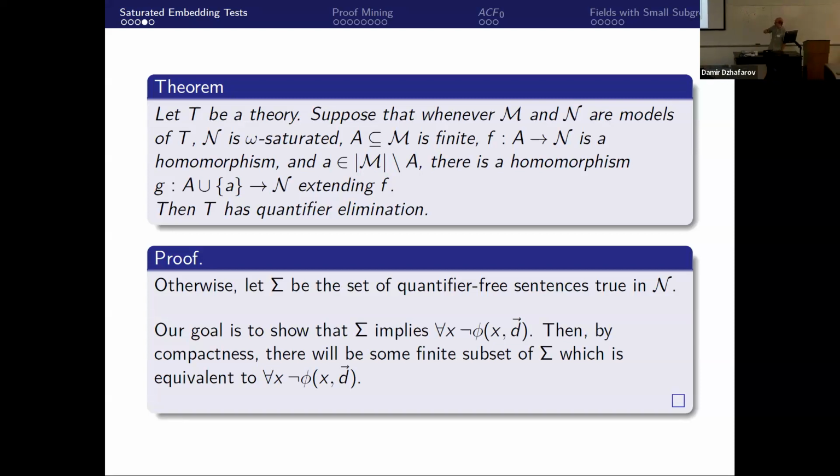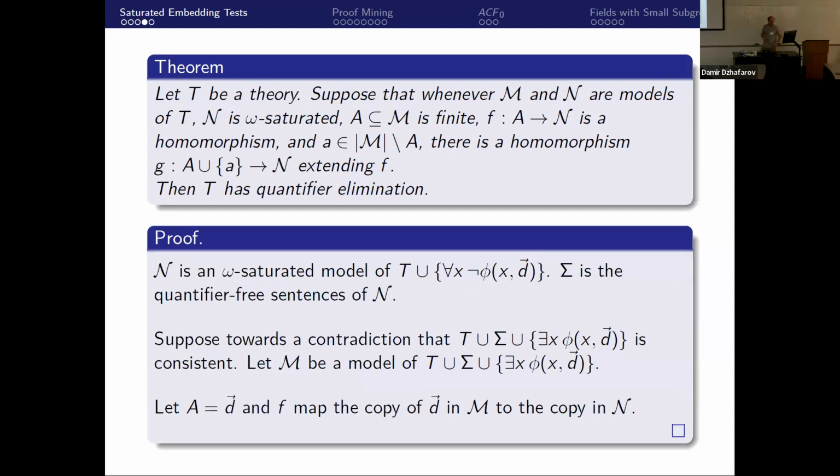Our goal is to prove that sigma implies the universal. Then we argue by contradiction. If it doesn't imply the universal, then T together with sigma, together with the existential, is consistent. Well, let's take a model of it. We call it M.